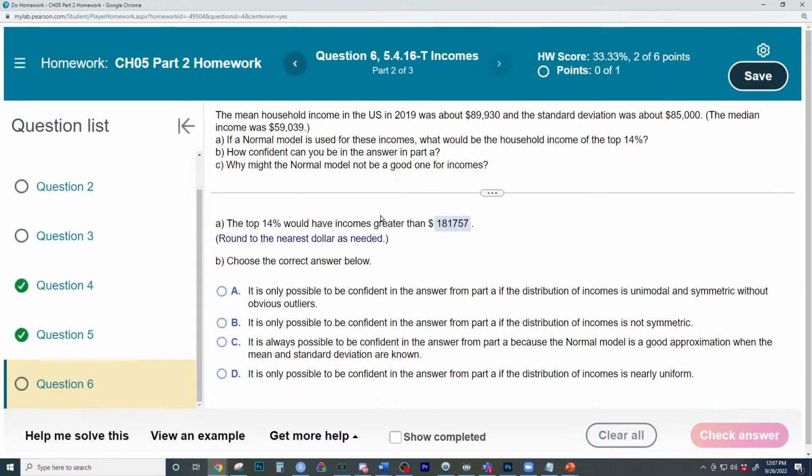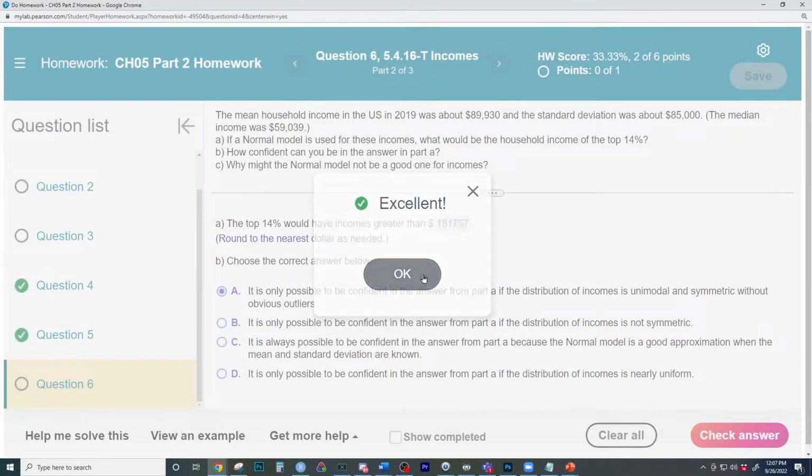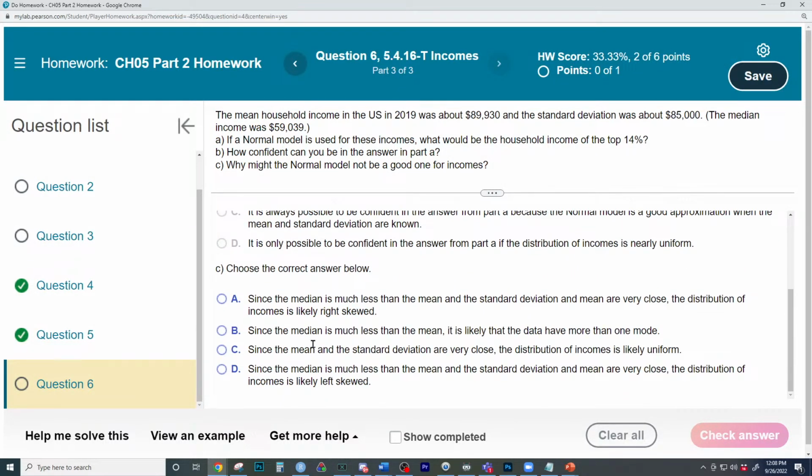Choose the correct answer. Are you confident? No. It is only possible to be confident if it is unimodal and symmetric without obvious outliers. We would only be confident then if it's normal. Basically, we're only able to be confident if it's normal. Choose the best answer right here.